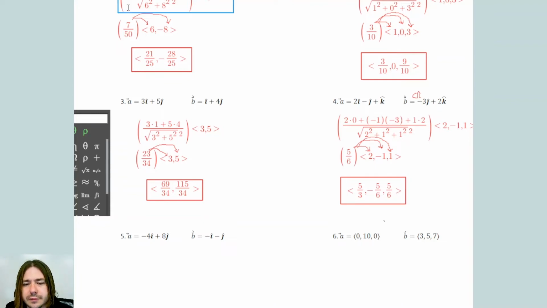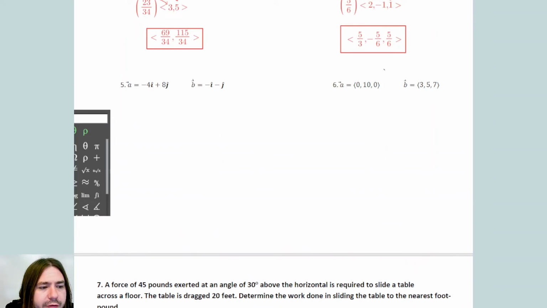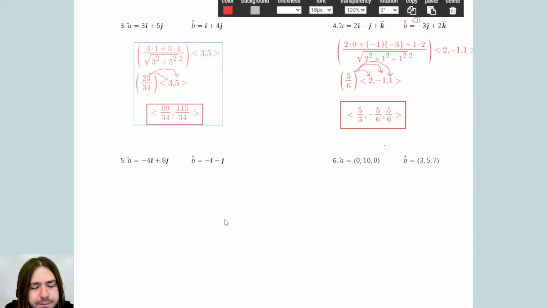All right, so there's number 4. Let's take a look at number 5. We're moving right along here. All right, for number 5, let's see. We've got 2-dimensional vectors here, so I'm going to copy and paste my work from up here.